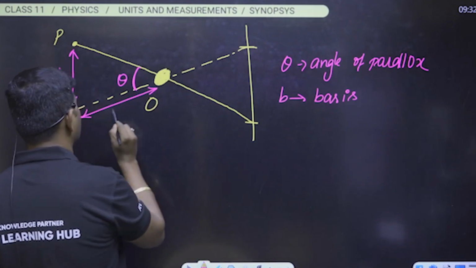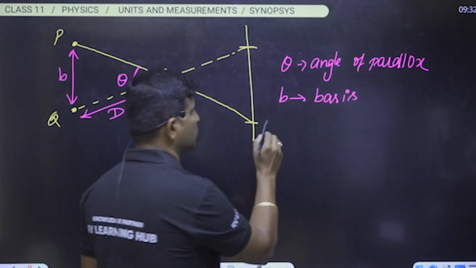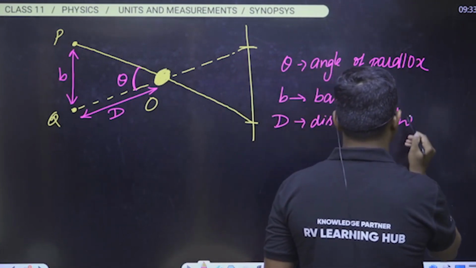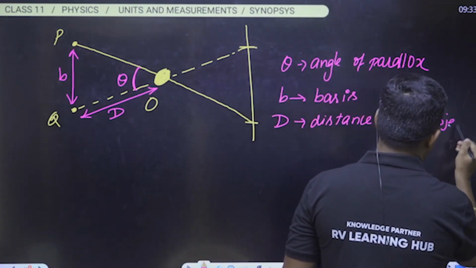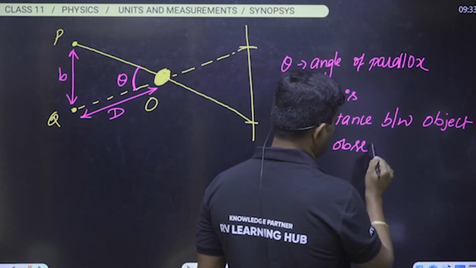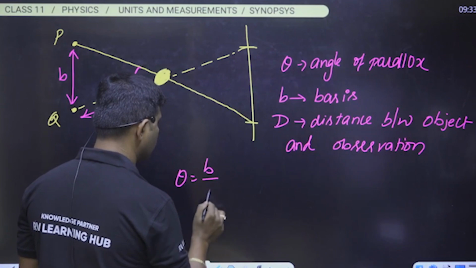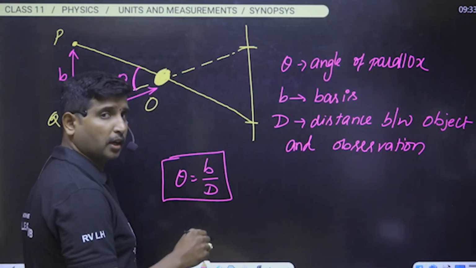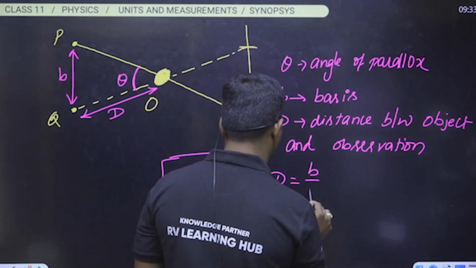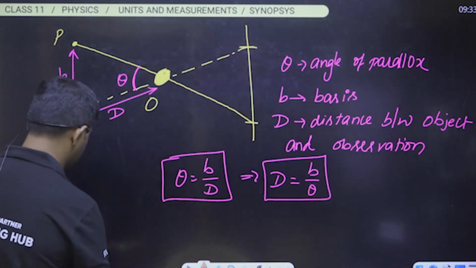And if we represent capital D as the distance between the object and the point of observation, see here, capital D is the distance between the object and the point of observation. Then we can write the relation: theta is equal to b divided by capital D, or the distance of a distant object can also be written as b by theta. Is it right? So like that we have to think and analyze.